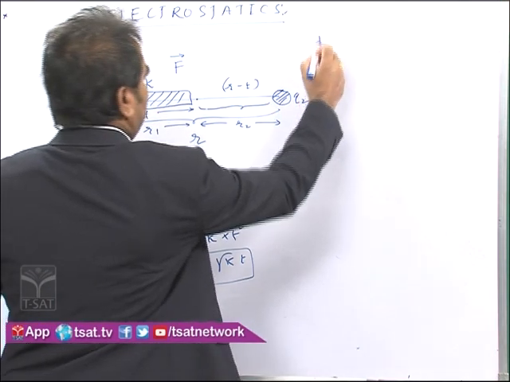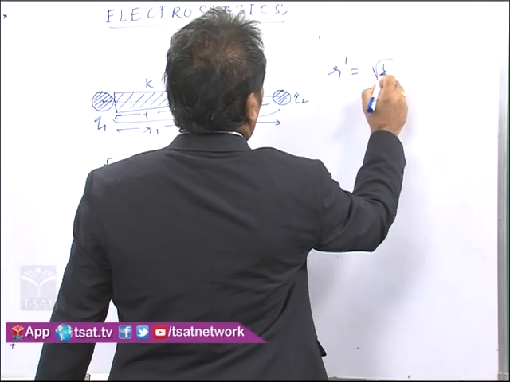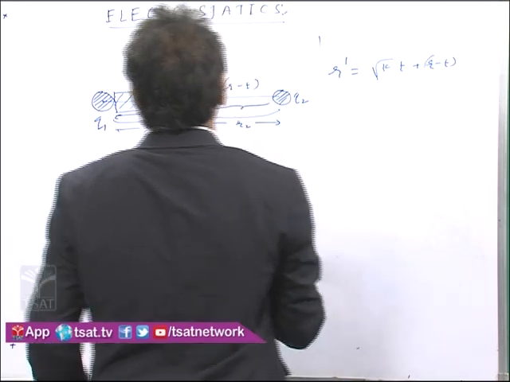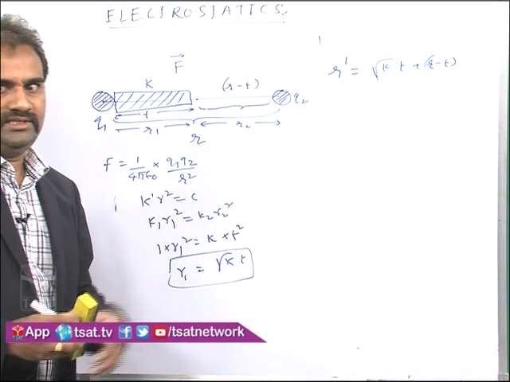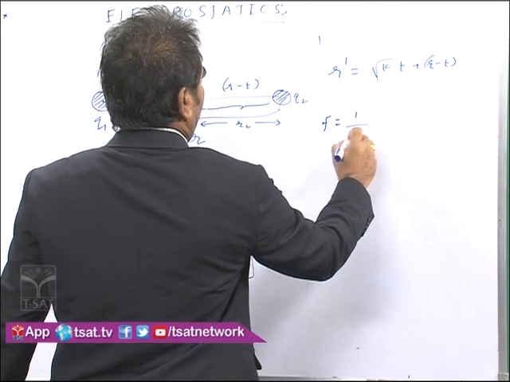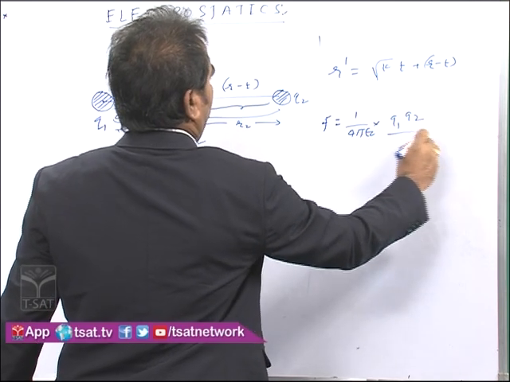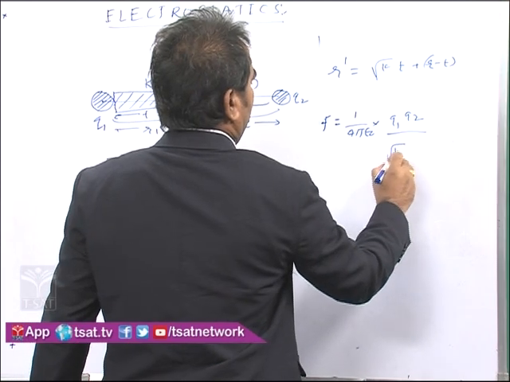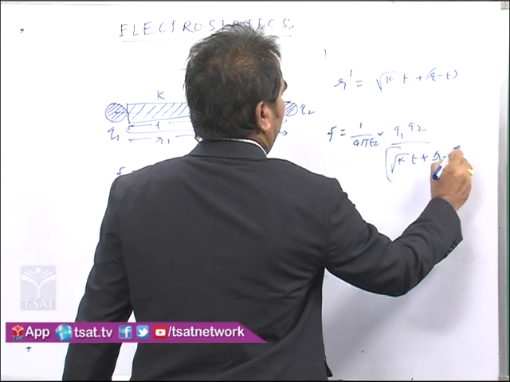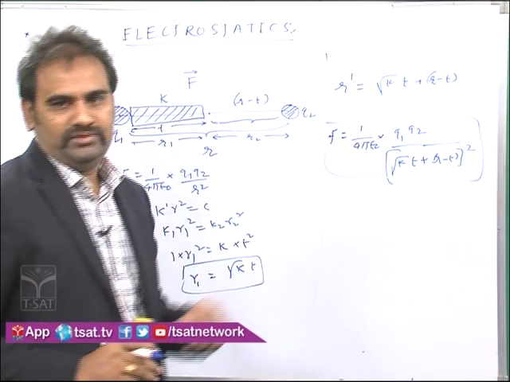Therefore, the net distance between these two charges is given by R dash is equal to root K into T plus R minus T. The net interaction force between these two charges is given by F is equal to 1 by 4 pi epsilon naught into Q1 Q2 upon R square, where R square means root K into T plus R minus T, of whole square. This is called the force of interaction between these two charges.